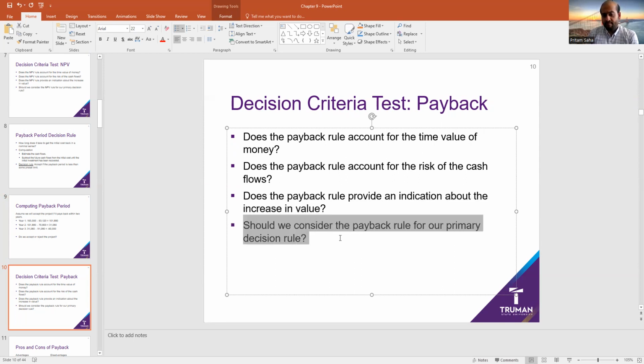Should we consider the payback rule as a primary decision rule? No, because all of the prior answers are no. It doesn't cover the time value of money, a very important principle of finance. It doesn't cover the risk, which is really, really important. And it does not tell us whether we are able to generate value or we're destroying value. So no.